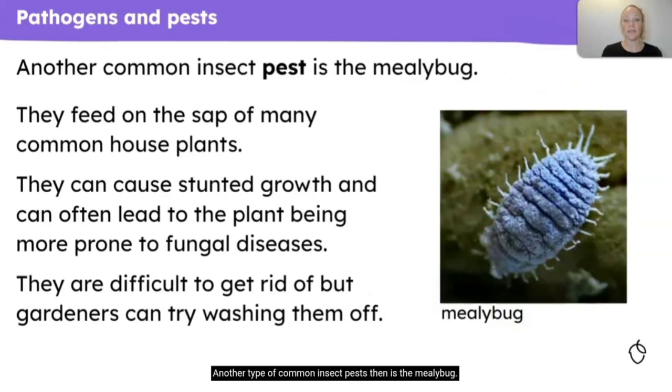Another type of common insect pest is the mealybug, and there's one there in the image. They're a little bit harder to see, so you may not have ever noticed one of these before. I certainly haven't. They feed on the sap of many common houseplants, and they can cause stunted growth, so the plant is not able to grow to its full size, and can often lead to the plant being more prone to fungal diseases. So even if the mealybug hasn't led to the death of the plant, it can then get a secondary infection. They are difficult to get rid of, but gardeners do try washing them off with things like washing up liquid, to be honest, spraying it on and hoping that will remove the mealybug.